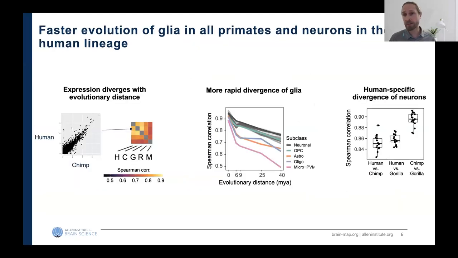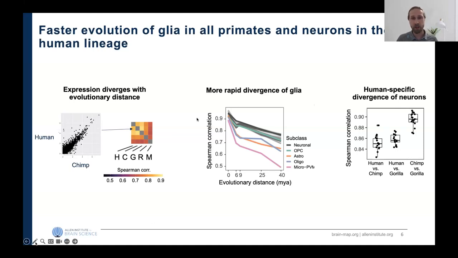But we could also look at gene expression. We have these same cell types, but perhaps the genes vary. And in fact, that's what we see. So there are gene differences that we found across each pair of species. And as one might expect, as we get farther evolutionary distance from our most recent common ancestor with each of these species, the differences increase. But one surprise that came out is that the glial cells, not the neurons, are actually diverging more rapidly.